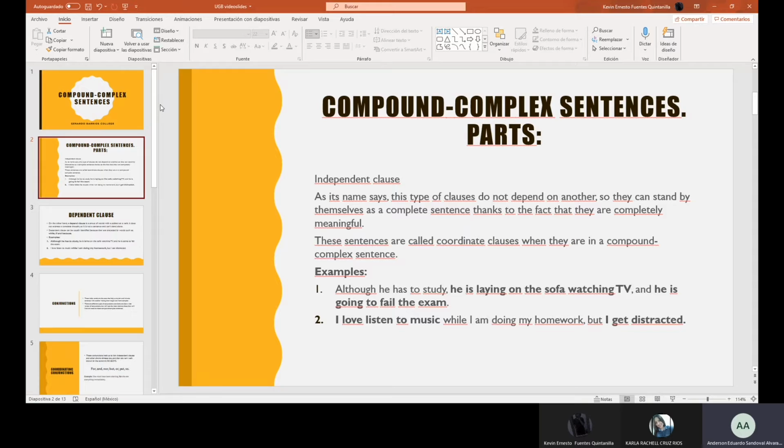And like we can see in the examples that we did for you, the first example says, although he has to study, he's lying on the sofa watching TV and he's going to fail the exam. The second one, I love listening to music while I am doing my homework, but I get distracted.